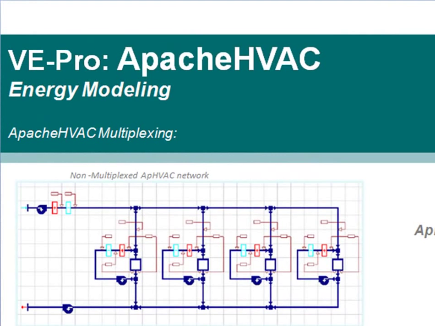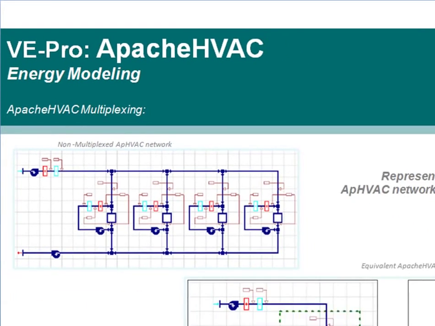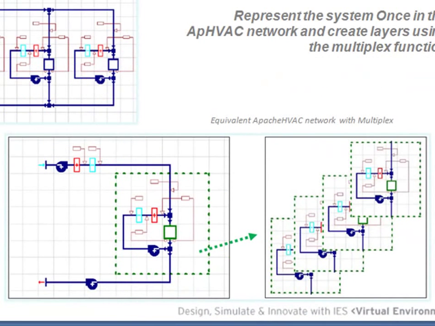Without the multiplexing feature, each fan coil unit and zone has to be represented in the network. This leads to very large networks that are a nightmare to edit. With the multiplexing feature, this is all avoided. Looking at the bottom image of the slide, you can represent the common outside air system and then create one fan coil unit representation in the network. This fan coil unit can then be multiplexed.